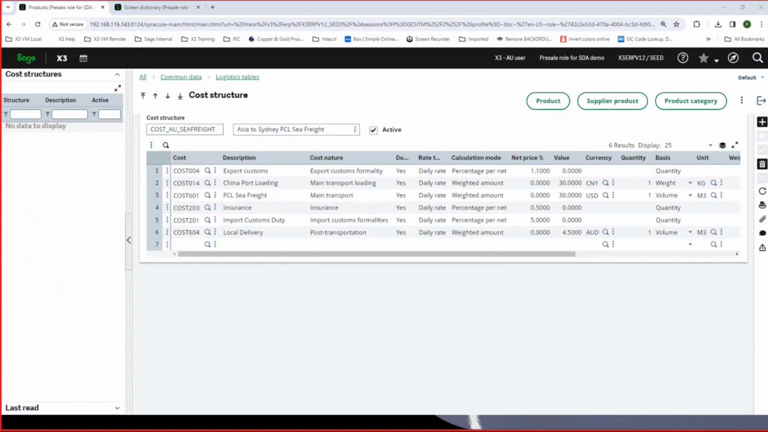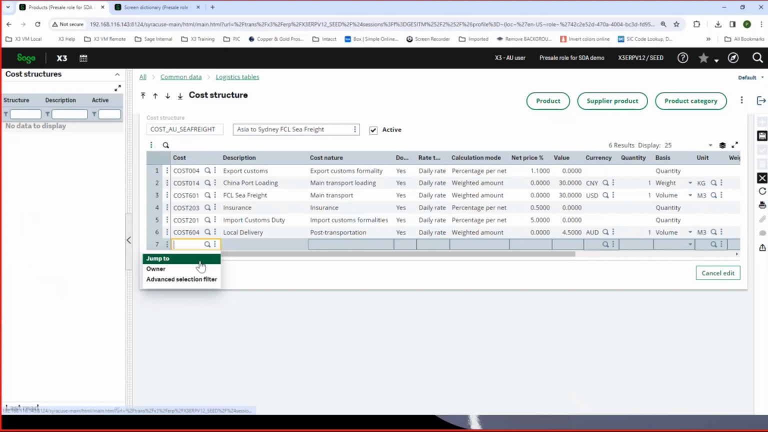If I have a look at this cost structure, I see a collection of different cost elements that are going to participate in my landed costing. So it could be sea freight, insurance, local delivery. In this table as well, I have the inner workings of my landed costing, whether it's going to be a percentage or a charge in my local currency or in a foreign currency as well.